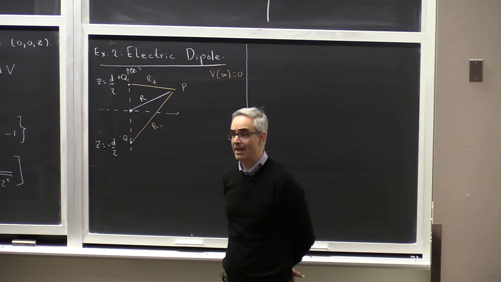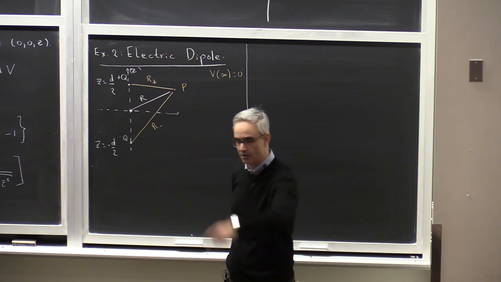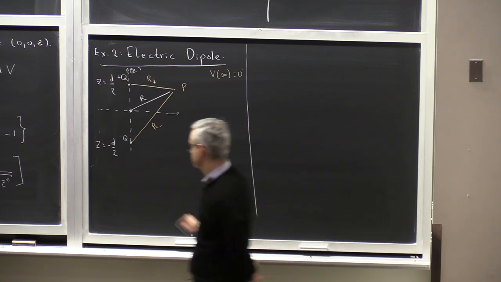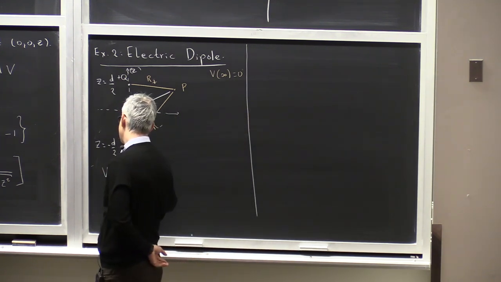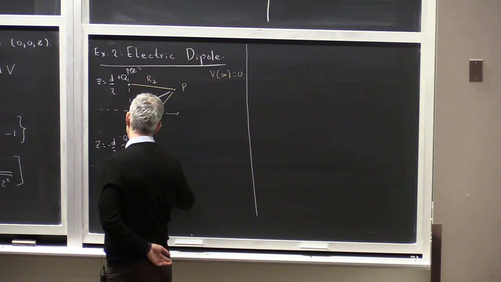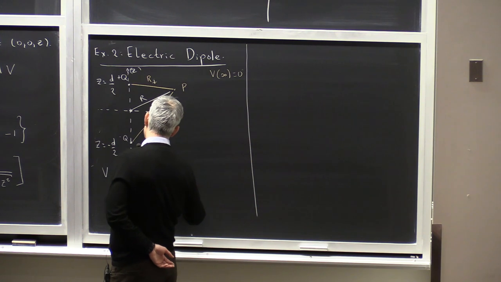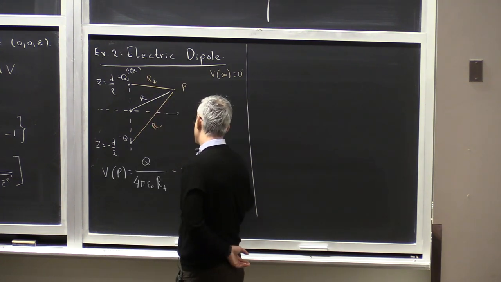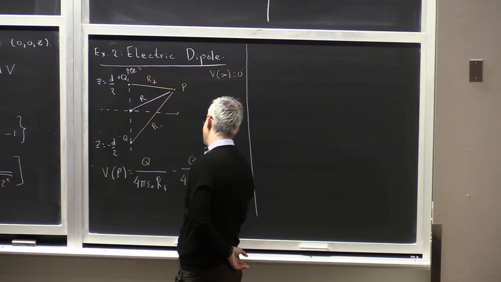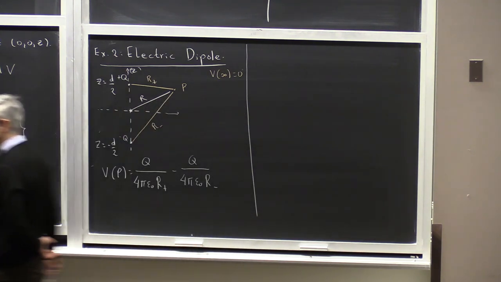So how would I apply superposition here? You will add both of them, like the plus q and the minus q together. That's right. Plus q by 4 pi epsilon naught distance R plus, minus q by 4 pi epsilon naught distance R minus. So it is as simple as that.